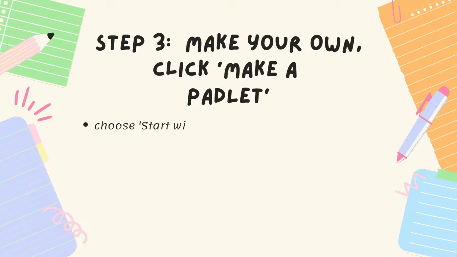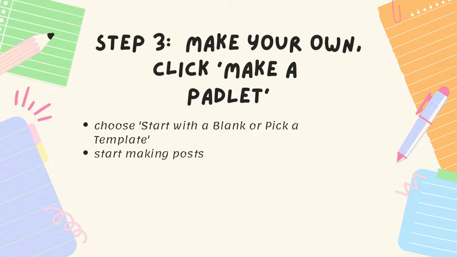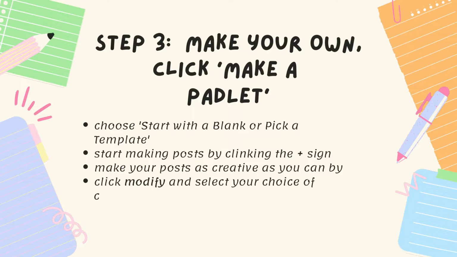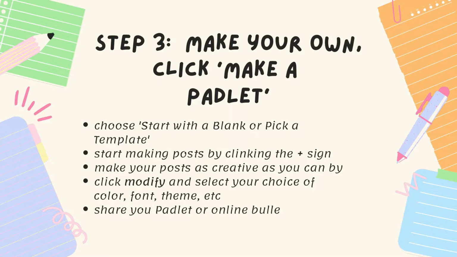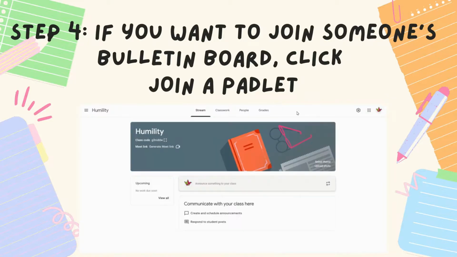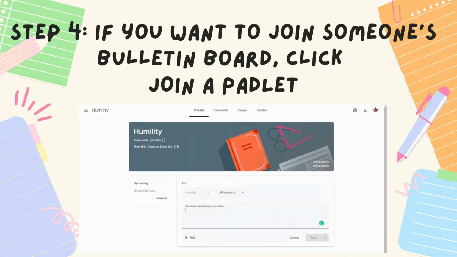You can choose to start with a blank or pick a template. Start making posts by clicking the plus sign. Make your posts as creative as you can by clicking Modify and selecting your choice of color, font, theme, and many more. Now you can share your Padlet or online bulletin board with your friends. But if you want to join someone's bulletin board, follow step 4. Click Join a Padlet. Enter in the dialog box the URL of the Padlet you want to join and start posting on your friends' or classmates' Padlet by clicking the plus sign.